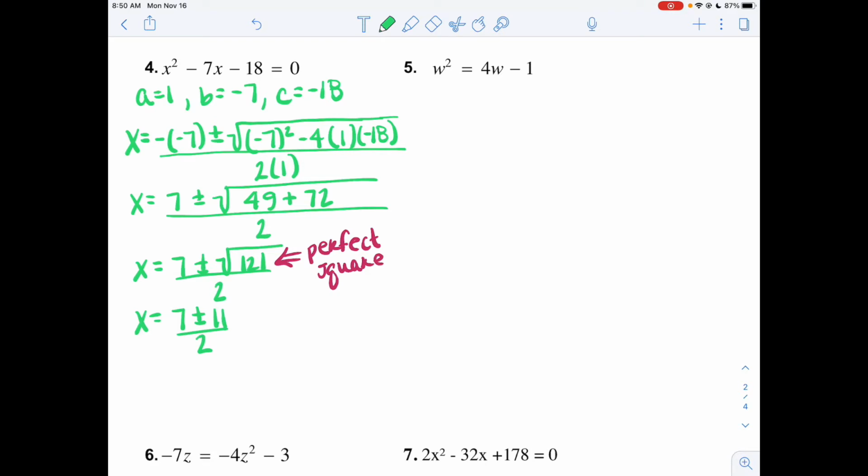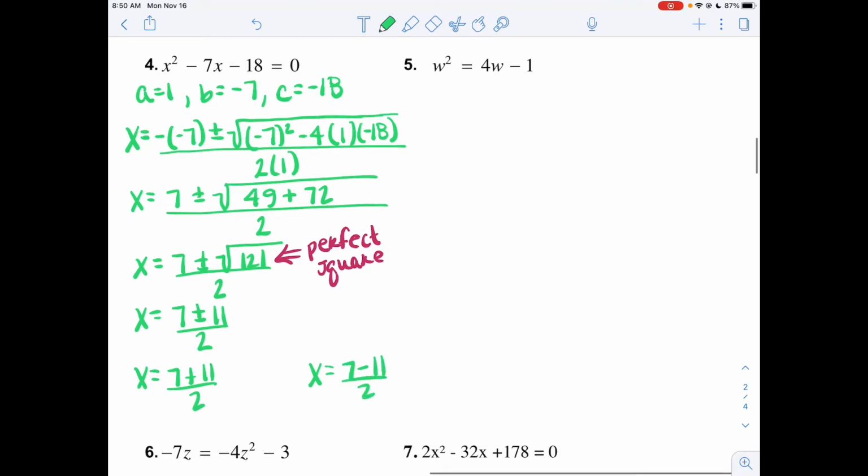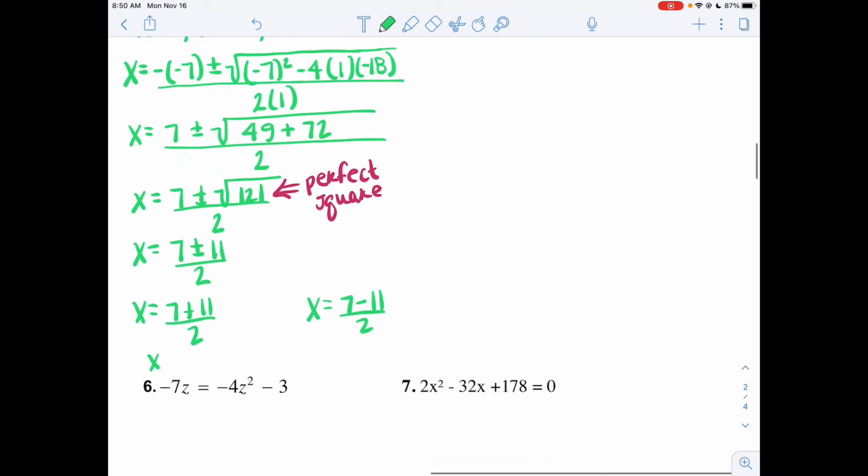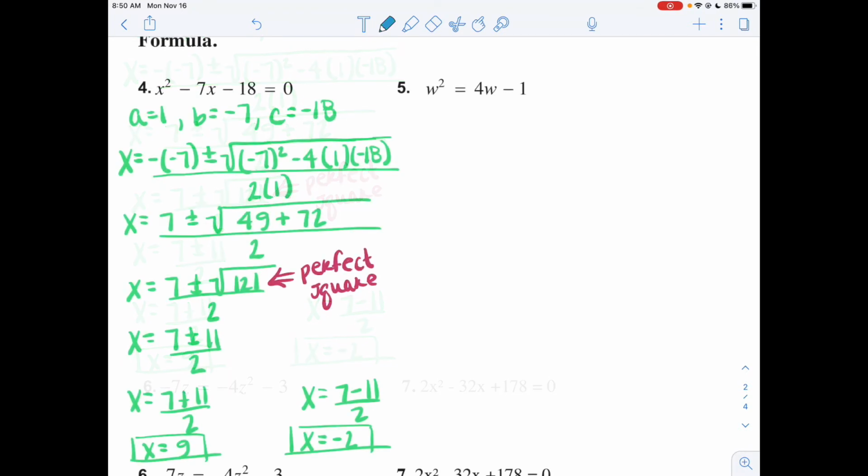So let's take that and break it into two pieces. X is equal to 7 plus 11 over 2, or x is equal to 7 minus 11 over 2. The first piece gives me that x is equal to 9. And the second one gives me that x is equal to -2. 7 minus 11 is -4. Divide by 2 is -2. Let's look at another example.